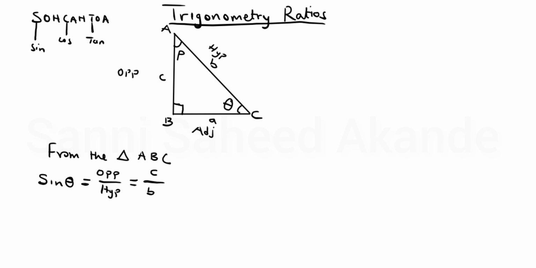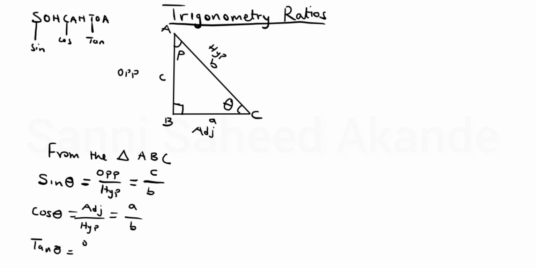Understood? Okay, so let's go ahead and find cos theta. From the SOH CAH TOA that I gave you, the formula for cos theta is adjacent over hypotenuse. So I will write adjacent divided by the hypotenuse. And what is the value for that? From the figure on the screen, our adjacent is a and then the hypotenuse is b. Okay, so let's quickly look at tan theta. So tan theta is TOA, opposite over adjacent.